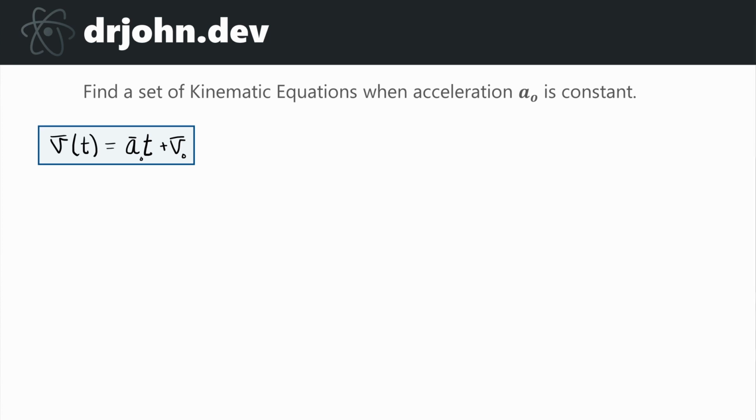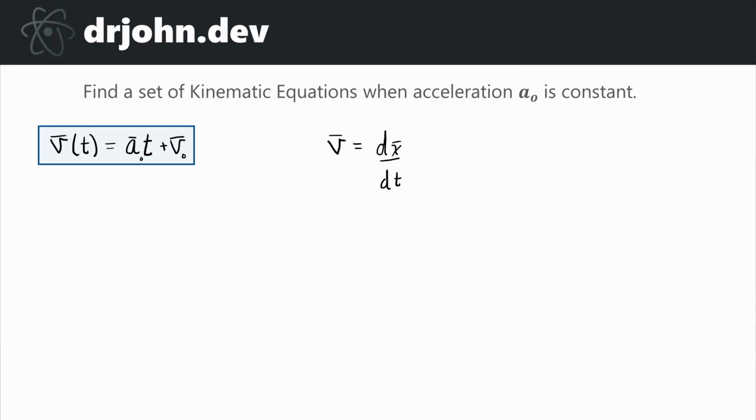We can derive the second kinematic equation in a similar manner as the first one, but this time we can begin with the calculus relationship between the velocity and the displacement, or v equals dx dt. We can integrate both sides as we did before, but this time we can't simply pull the velocity term out of the integral. If you look at our first kinematic equation for v of t, we see that v is a function of time. So we can use this equation to substitute in for v in the integral.